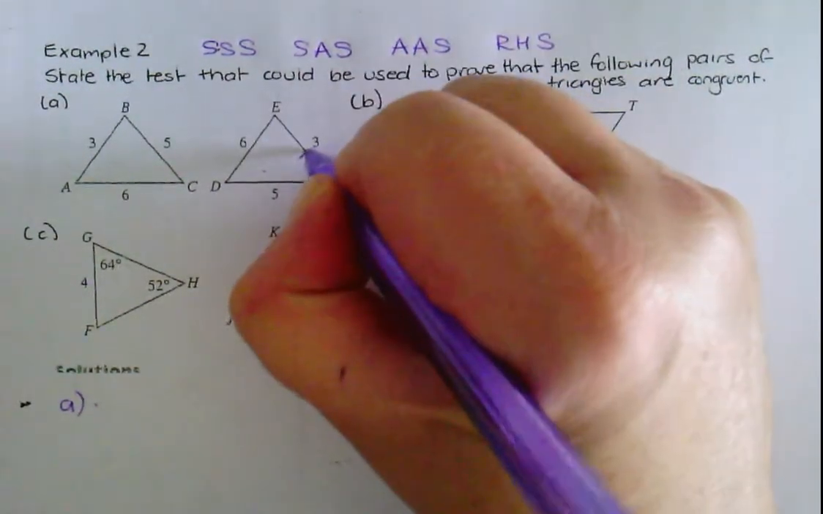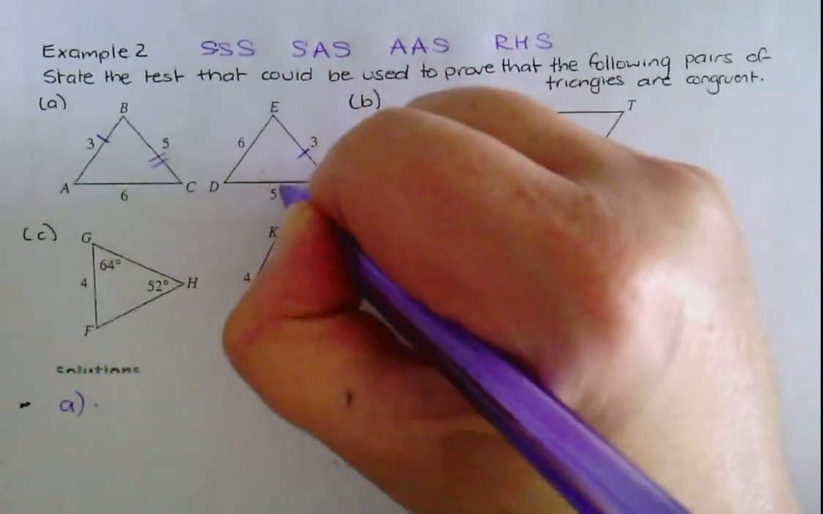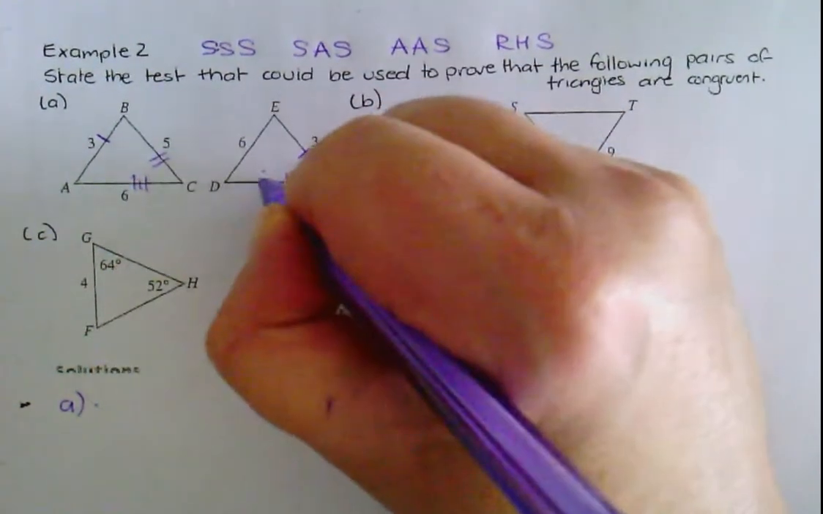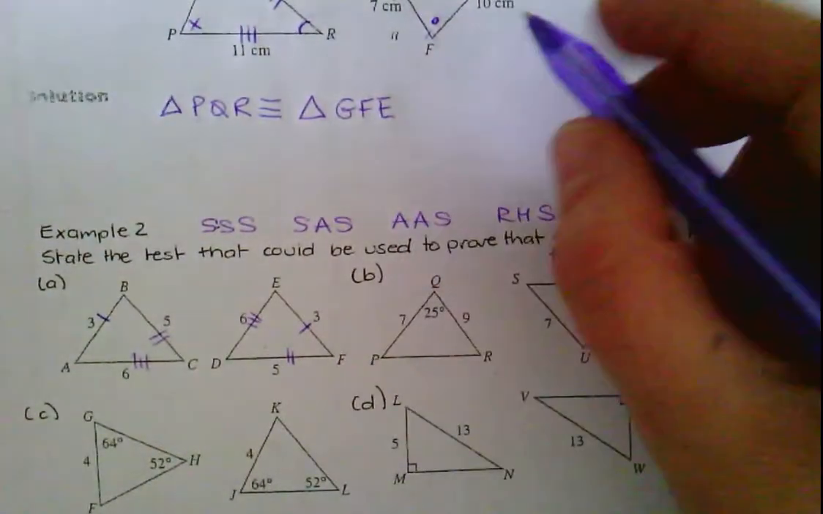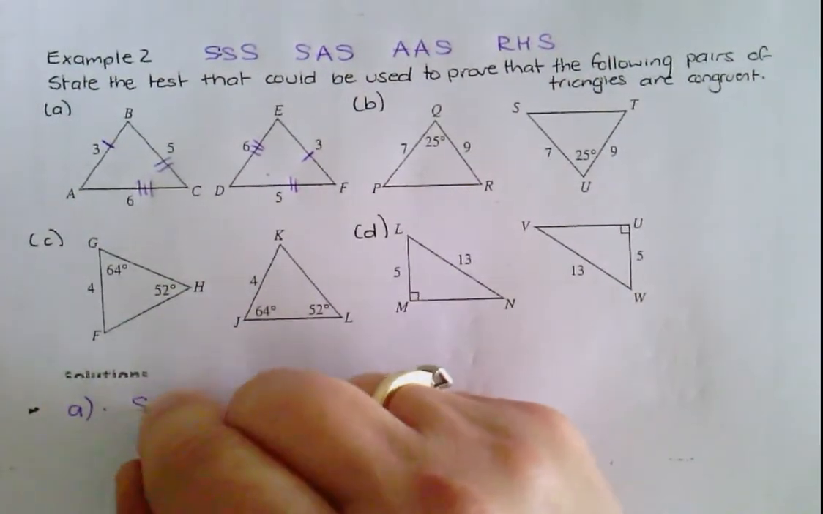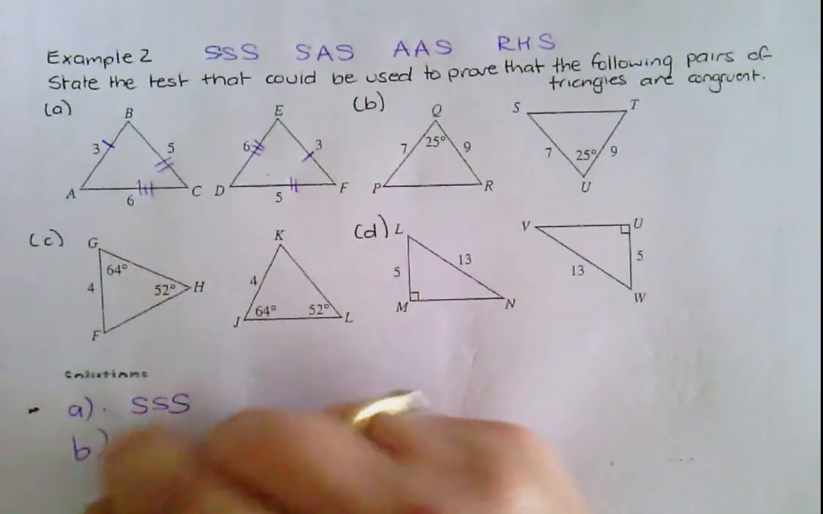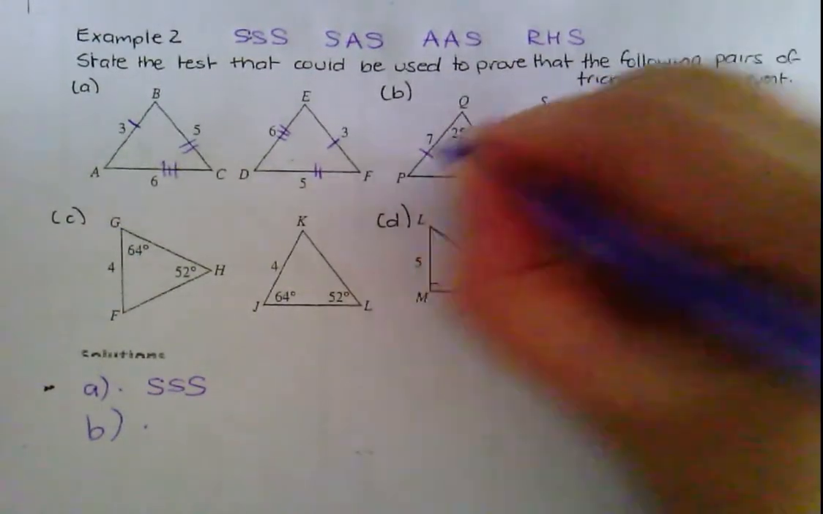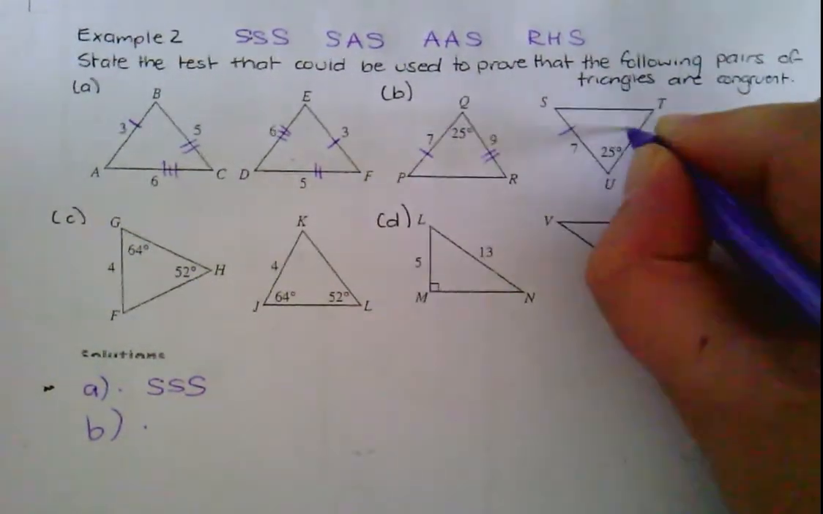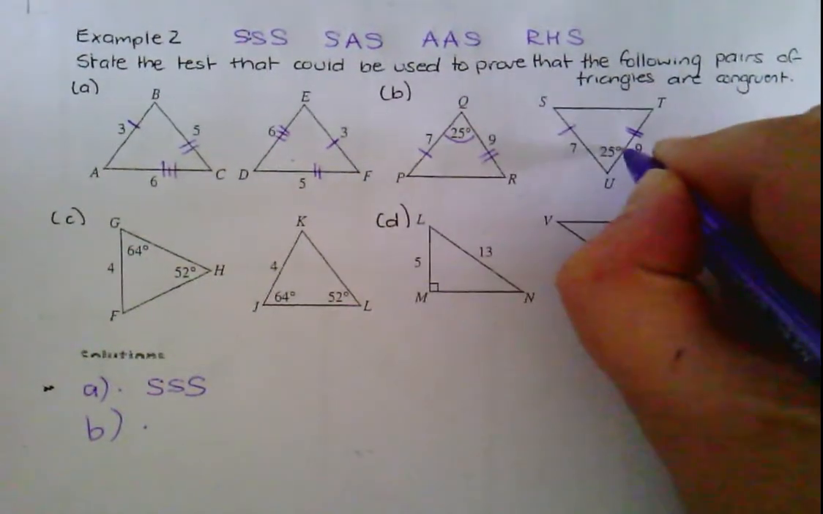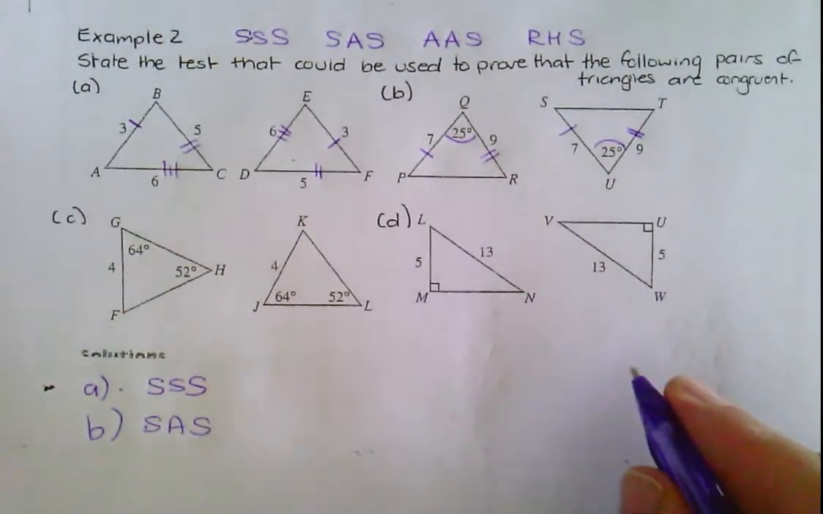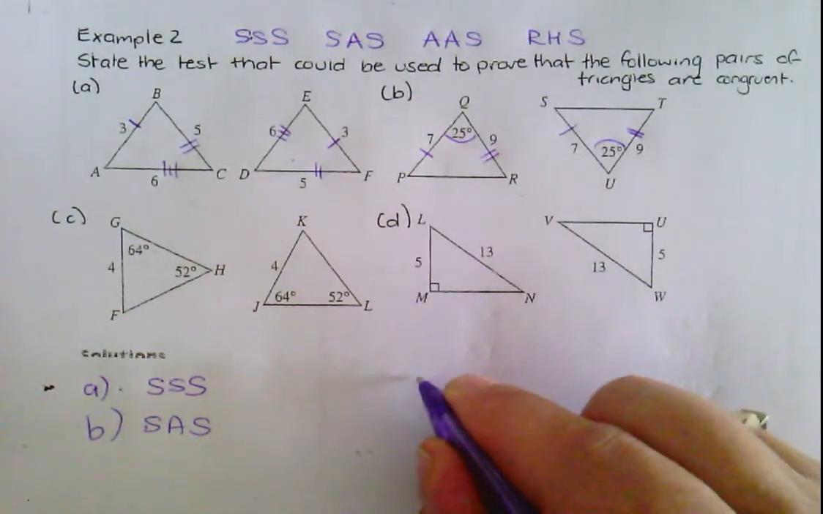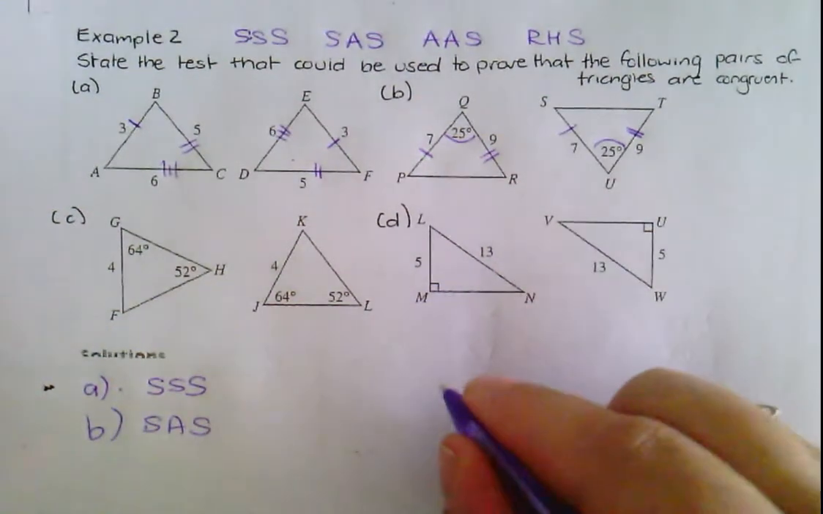What's the first one? 3, 5, and 6. The test for that one is SSS. B. Okay, girls, 7 is the same. 9 is the same. And the angle in between. What have we got? SAS. We're just stating the test. We're not doing proofs today.